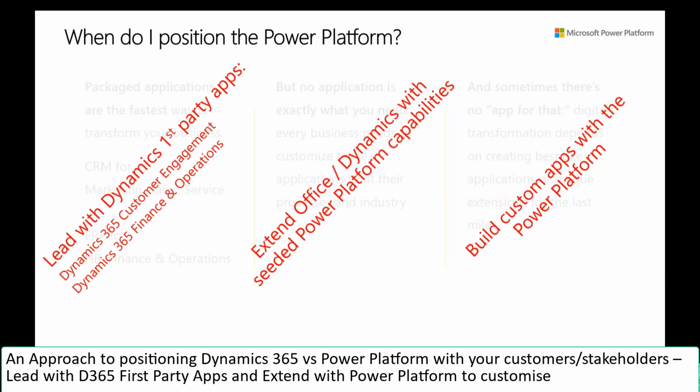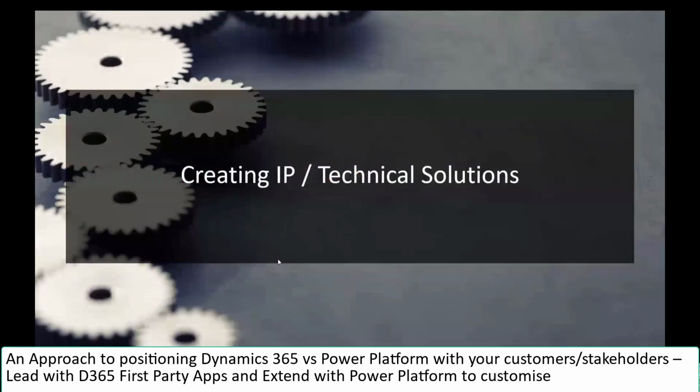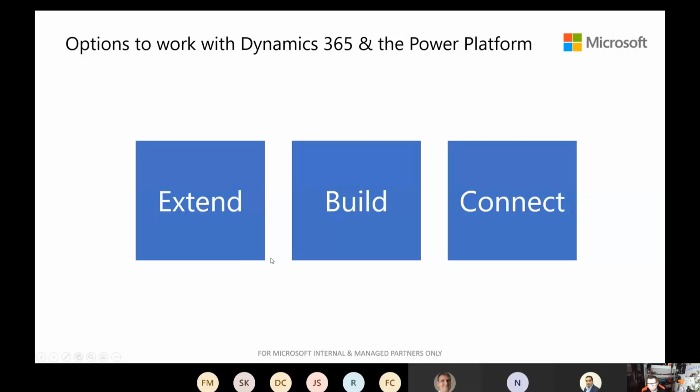So remember, Dynamics 365 is pre-built first-party app functionality. PowerApps is just the bricks to build those solutions. So if you know how to put the bricks together, go right ahead and do it, okay? And that's the important part. So when I look at Dynamics 365 and how to create IP, it's actually quite simple. There are 3 ways to do it, right? The first way is to extend Dynamics 365 functionality with Power Platform. The second way is to build next to Dynamics 365. And the third way is to connect to Dynamics 365.